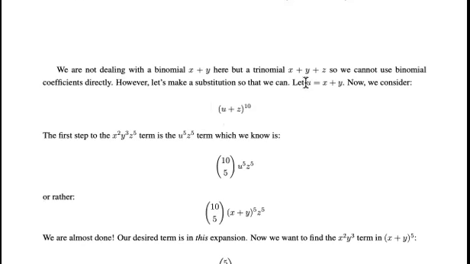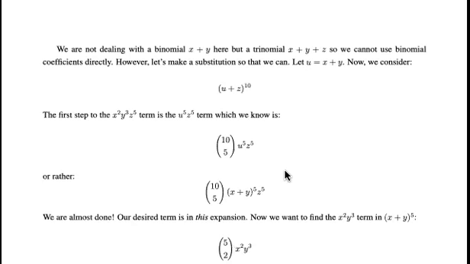All right, let's think about how we might do this. Let's simplify this. You see how we have x plus y plus z? Why don't we just do a substitution? Let x plus y be u. So we get u plus z to the 10th. Then we can use binomial coefficient magic to figure out what we want. In particular, we're after the z to the fifth term. So why don't we look at the u to the fifth, z to the fifth term?